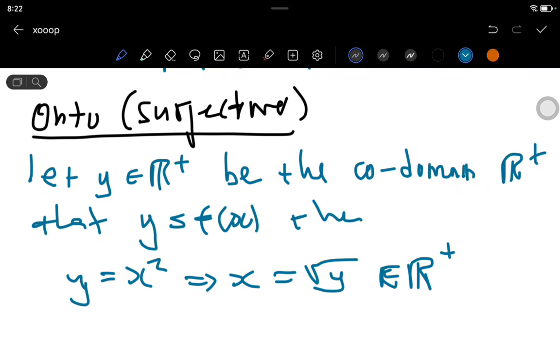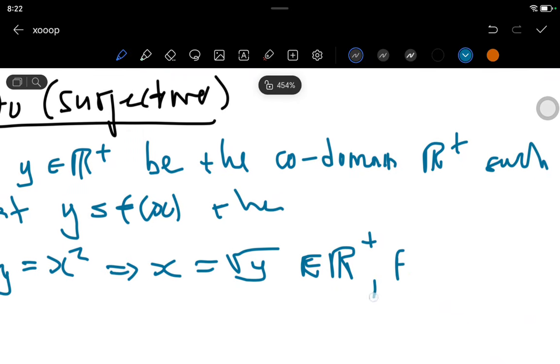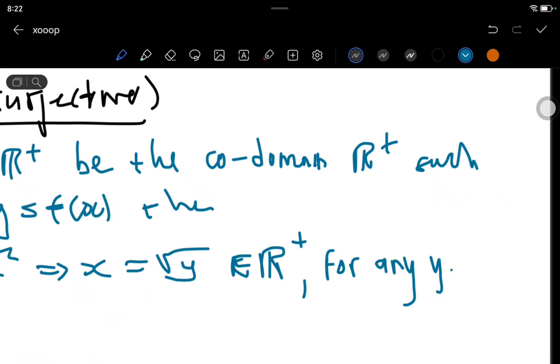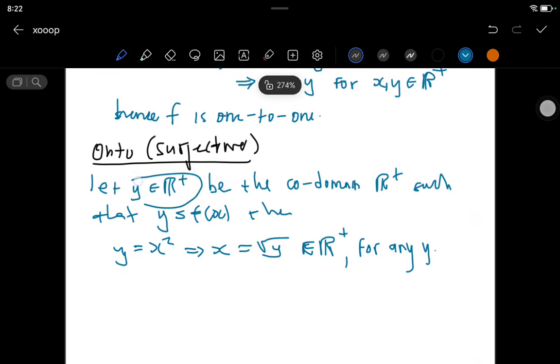In other words, we're saying that we're considering one x for any y, as long as that y is in the positive part. So this is going to hold. We're going to say, hence, f is onto. So you must keep this in mind, right? Must always keep this in mind.